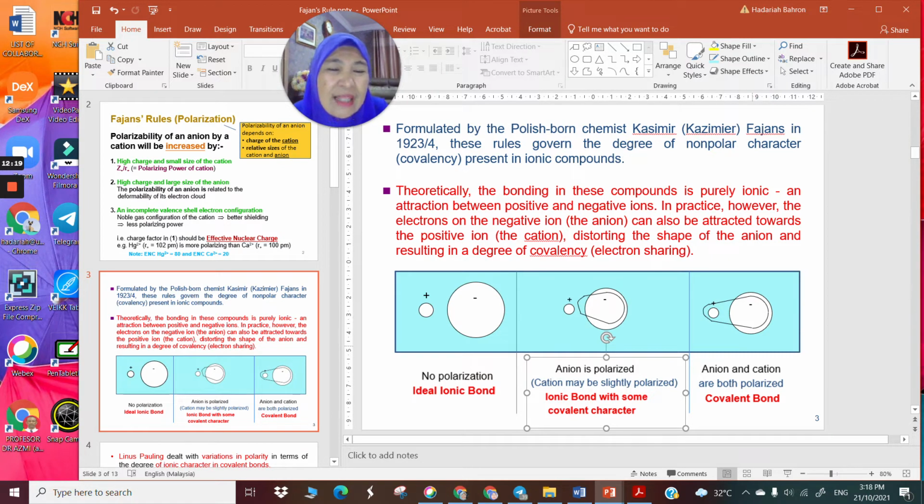But when there is more polarization happening, especially on the anion and also on the cation, we are saying that the anion and the cation become both polarized and they share a covalent bond. Even though you have a cation and anion, they may share a covalent bond. I'm going to give you some examples. For example, a very small cation and very large anion will produce something like this, for example aluminum iodide. We're going to go through that in a while.